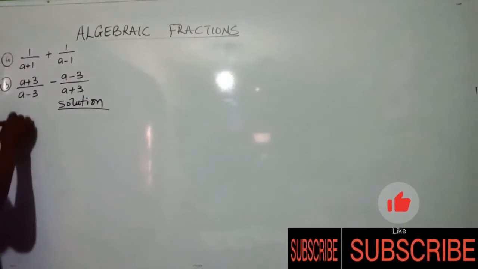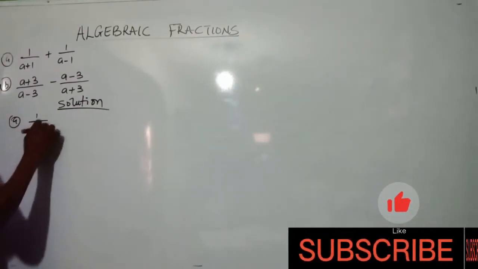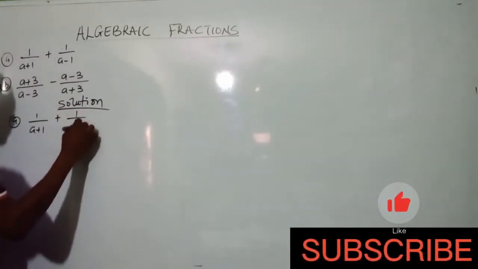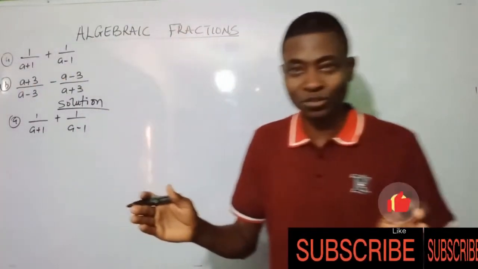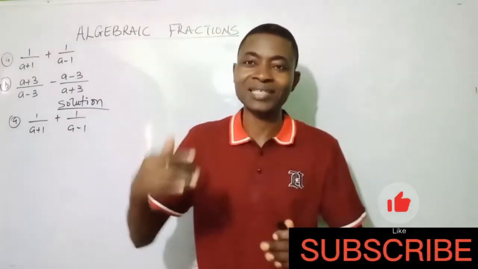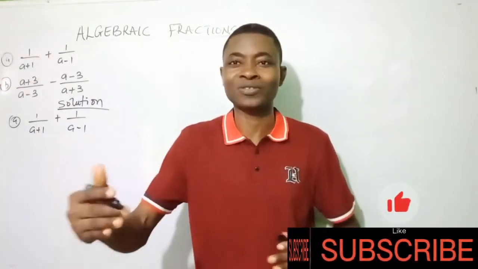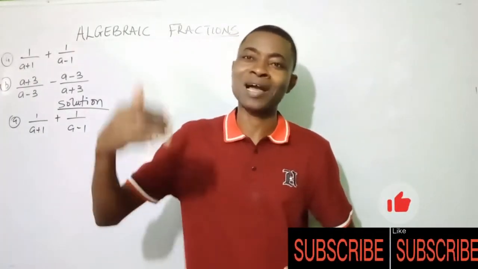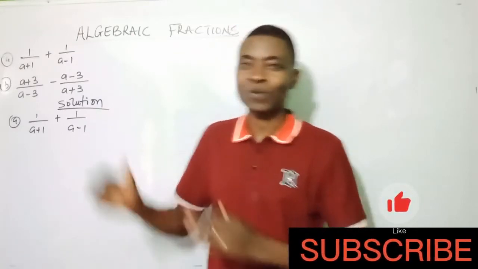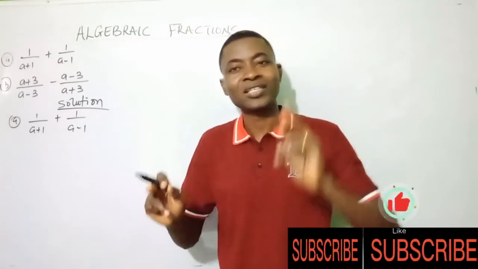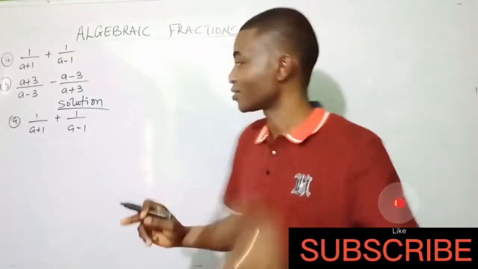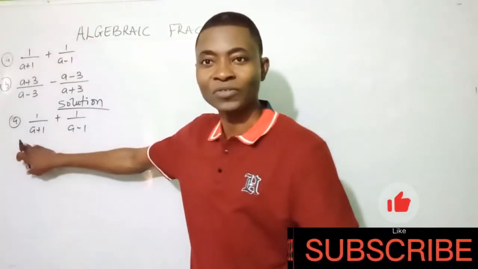The first one here, 1 over a plus 1 plus 1 over a minus 1. Again, when you see a question like this, what is the first thing we have to do? It's very important once you understand the steps involved in solving a question, it becomes so easy for you to arrive at the right answer. And so when you are solving a question under algebraic fraction, the first thing you must do is to find their LCM. That is the LCM of the denominator.